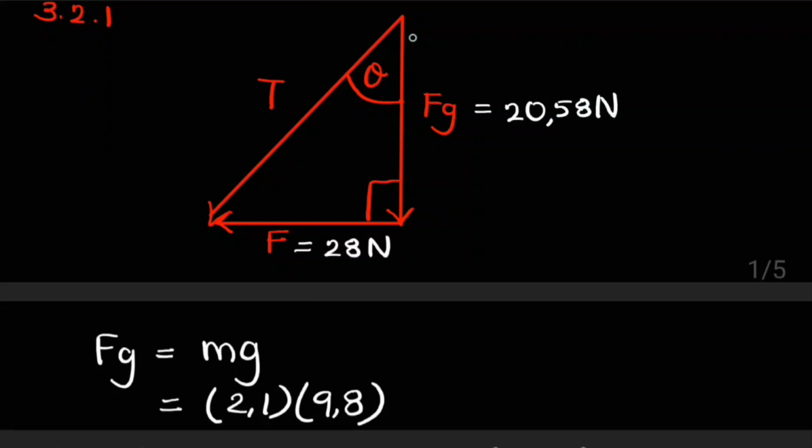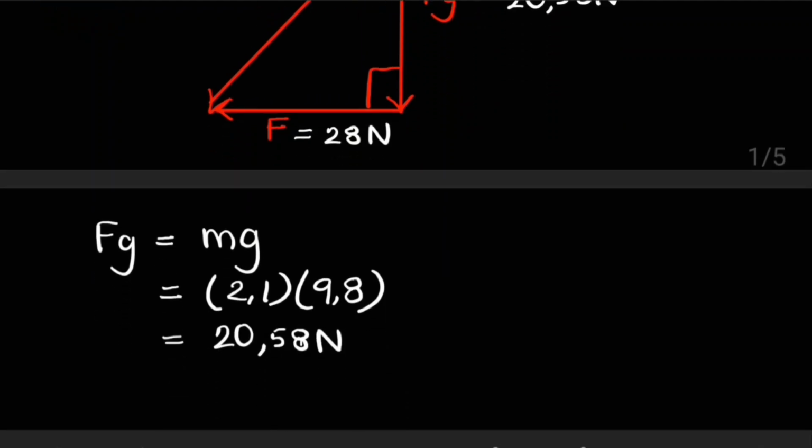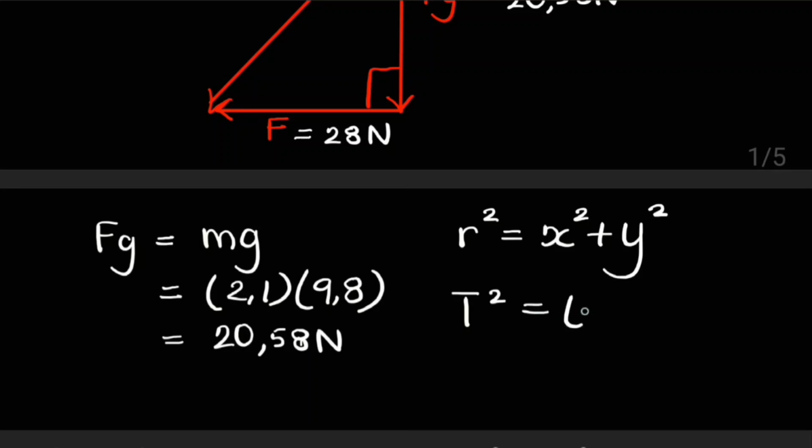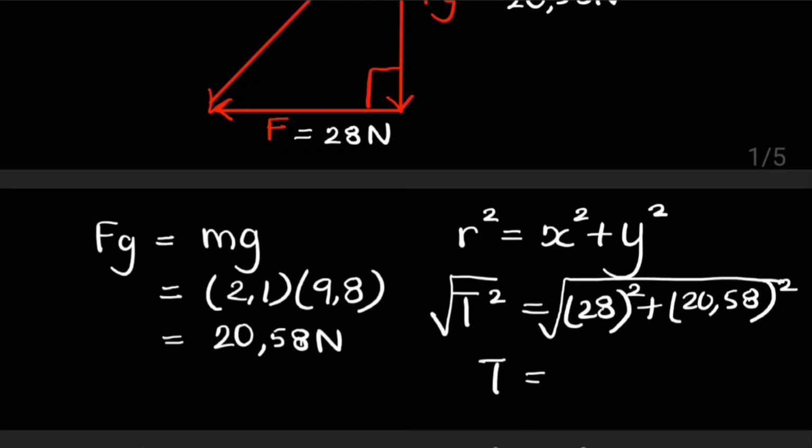Now, seeing that we have these two sides of the triangle and tension actually forms the hypotenuse here, we're going to use theorem of Pythagoras to solve for tension. So we're going to say r squared is equal to x squared plus y squared. I'm going to replace r with T because that's what it is. X is the horizontal part, which is 28. Y is the vertical part, which is 20.58. At the same time, we're going to square root both sides.